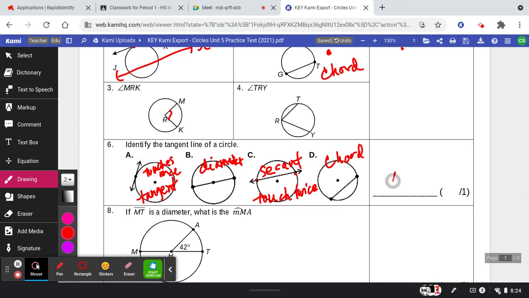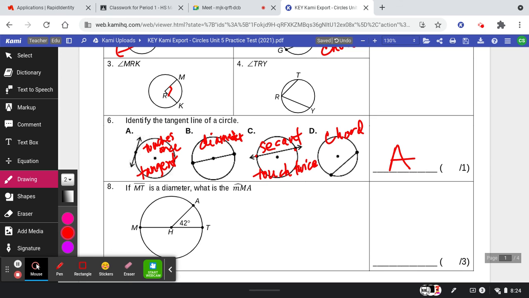So if you want to write those in just so you have reference, great. But it asked me for tangent of a circle, so my answer was A. But if you get a test with a different one on there, now you can have those words written down for what they are. Okay, we're on number eight.